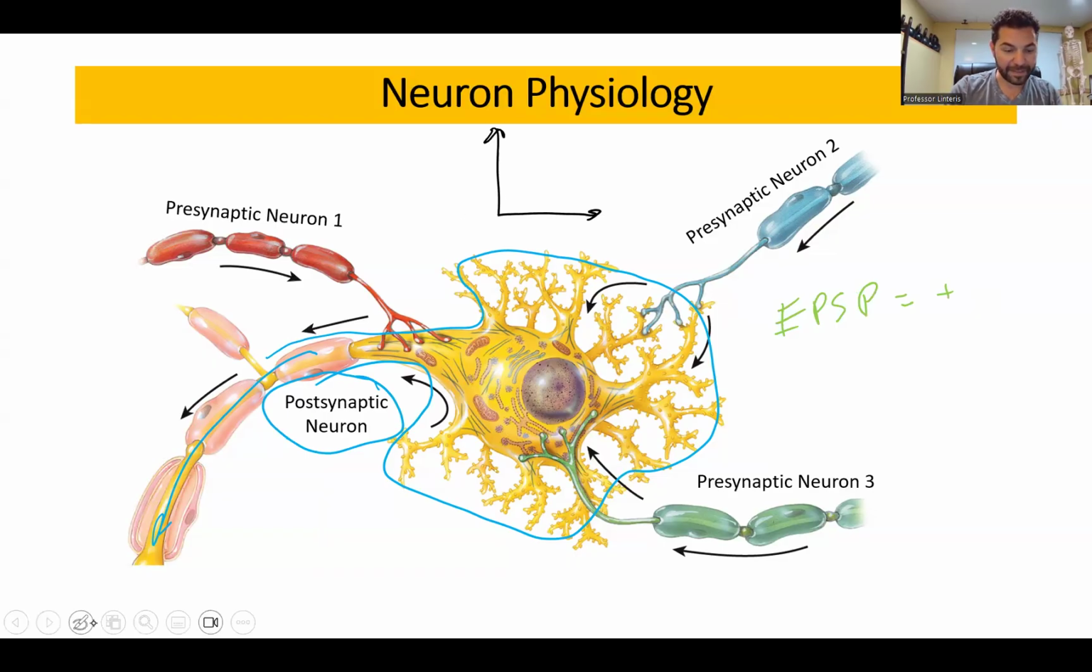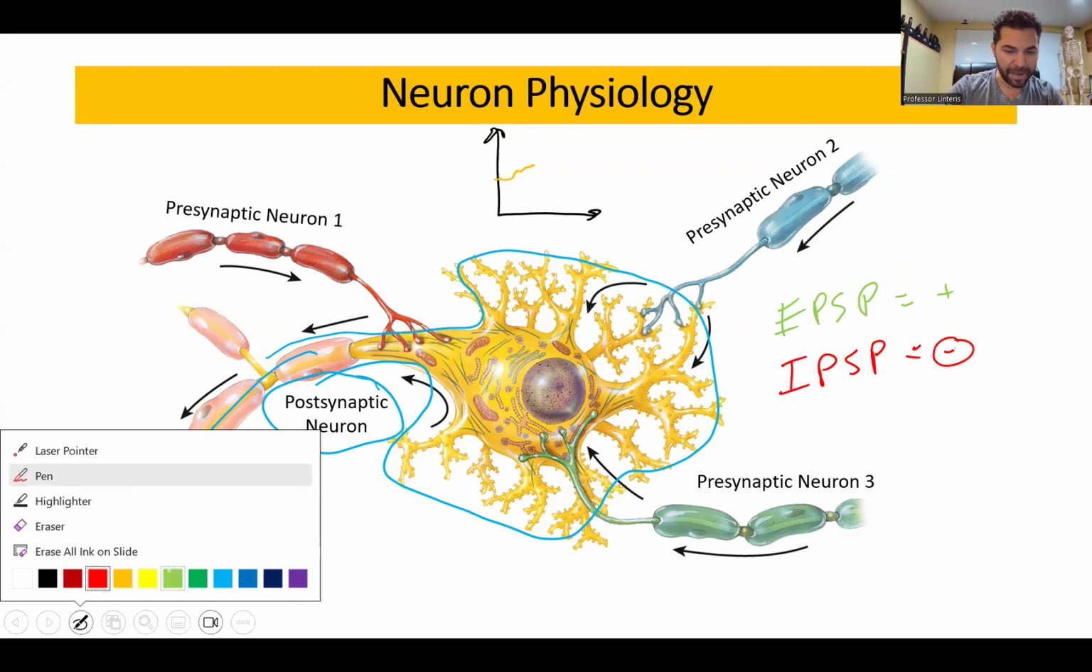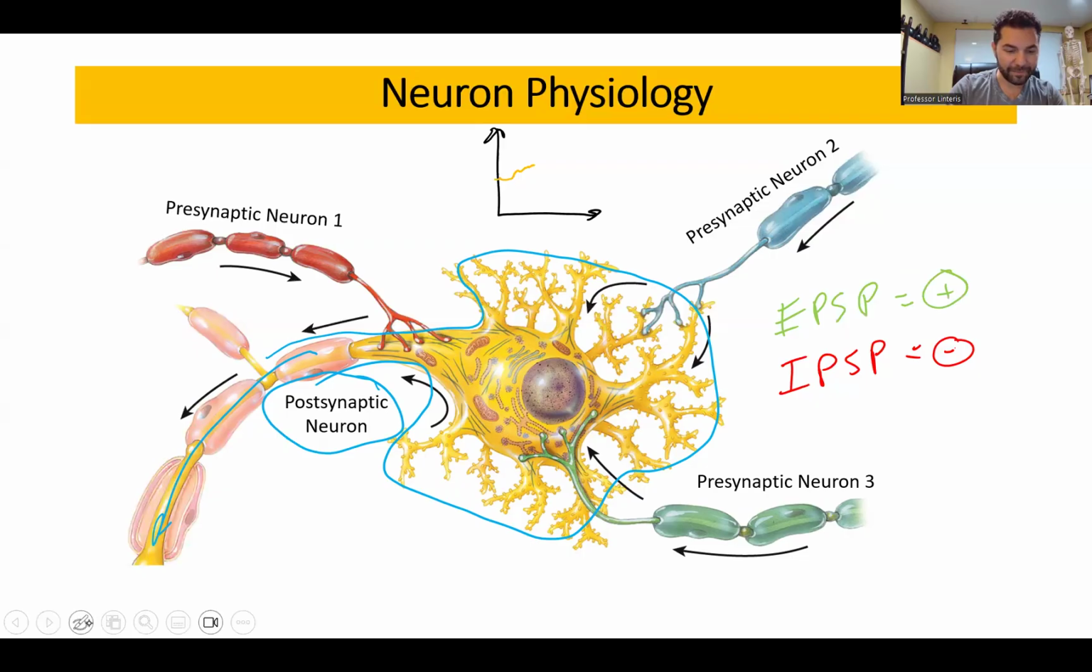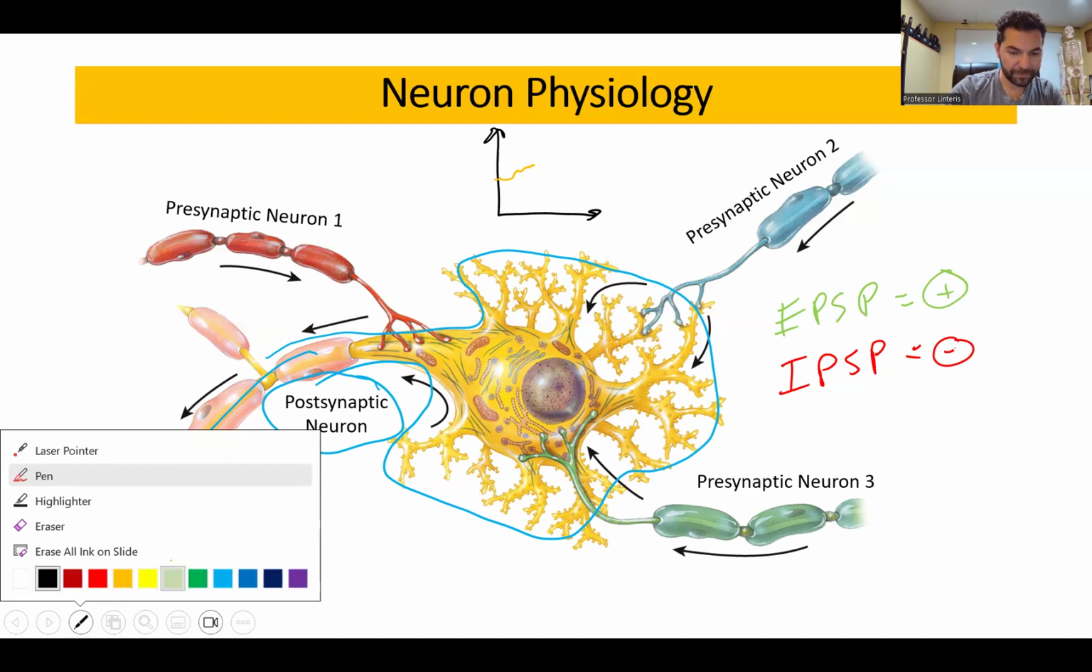That excites this guy, and then big picture, what are we looking at? If he's getting excited, what's going to happen? He's going to get more positive. Or maybe some of these guys are sending an IPSP. They're telling this guy, yo, don't do anything. And maybe they're making him more negative, right? That would bring this membrane potential down.